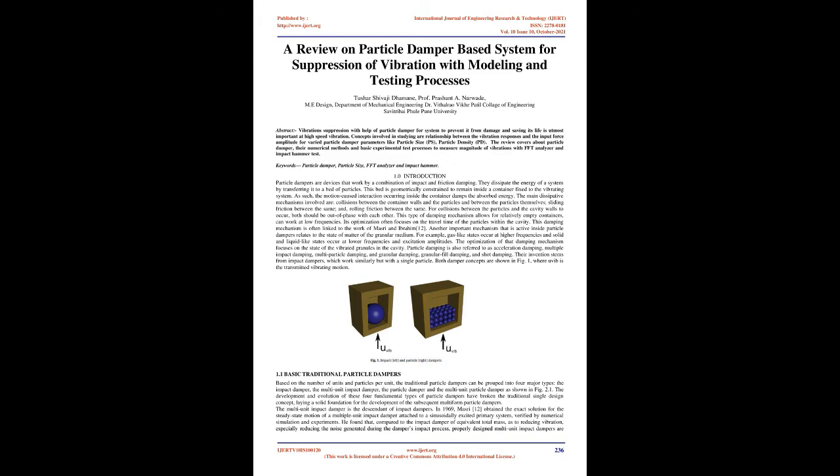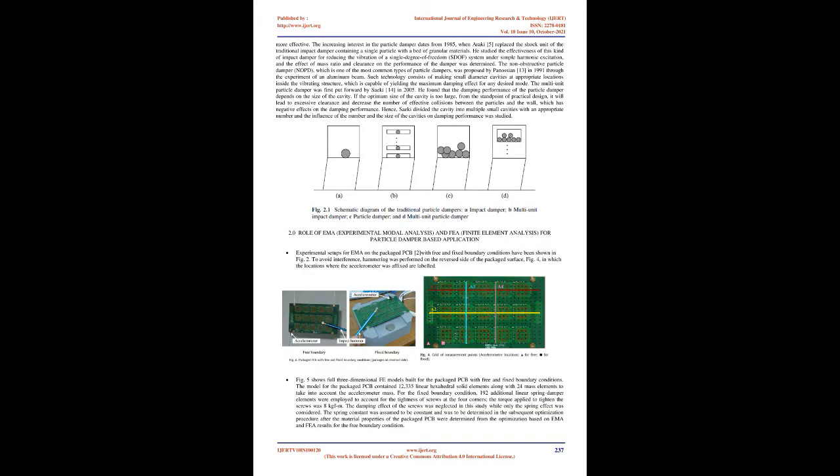1.1 Basic traditional particle dampers. Based on the number of units and particles per unit, the traditional particle dampers can be grouped into 4 major types: the impact damper, the multi-unit impact damper, the particle damper and the multi-unit particle damper, as shown in Fig 2.1. The development and evolution of these 4 fundamental types of particle dampers have broken the traditional single design concept, laying a solid foundation for the development of the subsequent multi-form particle dampers.